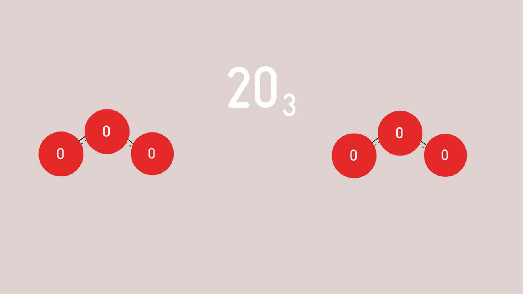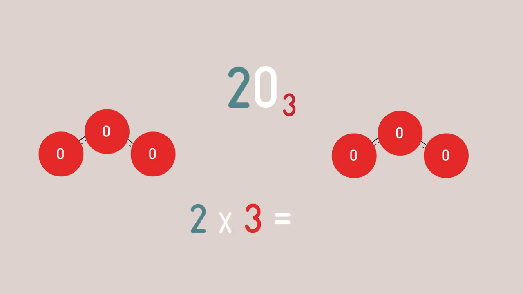Then we make 2 ozone molecules. The subscript is now 3, so the number at the front has to be 2, so that something times 3 is equal to 6. The big numbers at the front change everything in the formula, whereas the small subscript numbers only change the element they follow after.